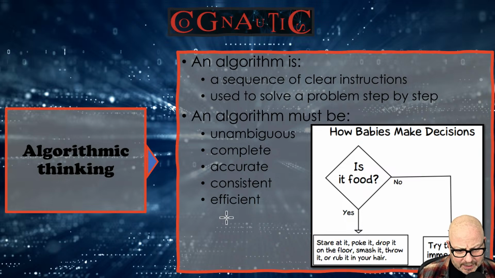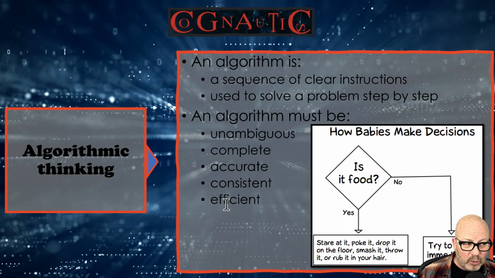Now, algorithmic thinking. When we try and write an algorithm or a program, we need to think about it as a clear sequence of instructions. That's what we're looking to do. And we're going to solve the problem in a step-by-step way. We know that if you write an algorithm, the computer will spit it back out if you haven't written it properly. Obviously, in pseudocode, it doesn't matter, because that's just to give you an idea of what the program does. But what does it need to be? Unambiguous, complete, accurate, consistent, and efficient. Those are the definitions of what you're looking for in an algorithm.